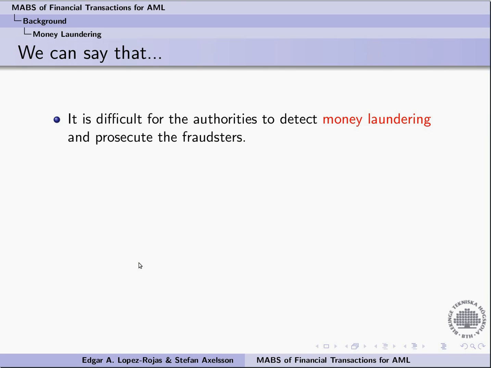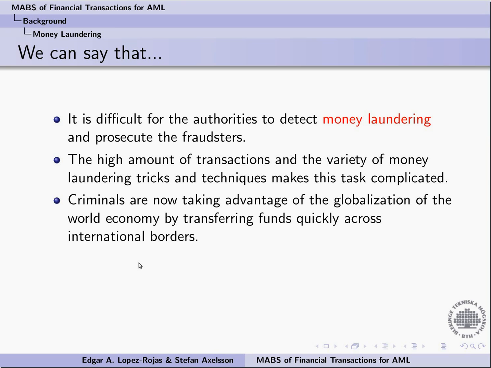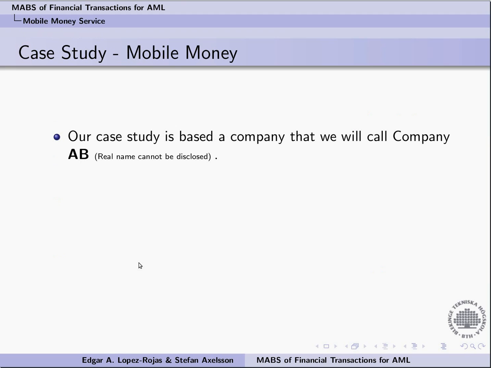So what we can say is that it's difficult for the authorities to detect money laundering and prosecute the fraudsters. The high amount of transactions and the variety of the tricks that the fraudsters have makes this task very complicated. And the criminals are now taking advantage of the globalization of the world economy. So they transfer money very, very fast across international borders. And that's what makes this problem interesting for us to study.